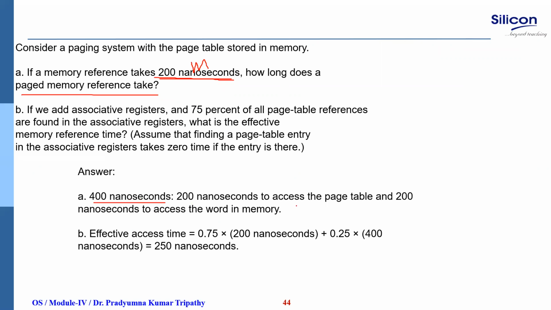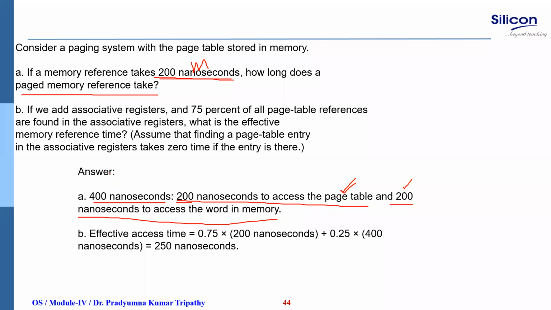Because 200 nanosecond to access the page table and 200 nanosecond to access the word in the memory. The page table is inside the memory, so it is 200 nanosecond. Again, it will go to the memory for accessing the word, so 200 nanosecond. This 200 for accessing the particular word, means data. This 200 for accessing the PMT. Is that understood?